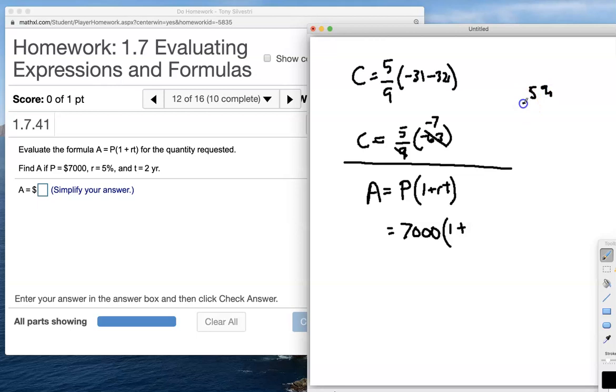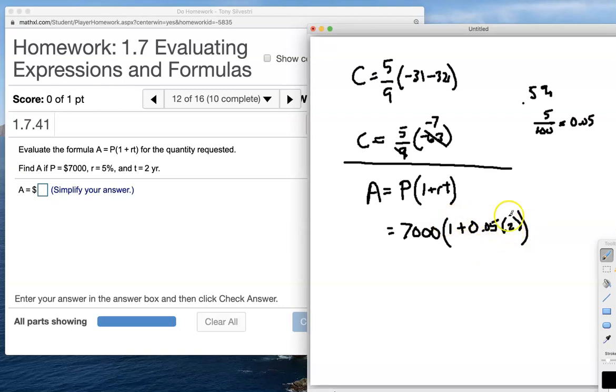Percent means 1 over 100. 5 over 100. And so you get 0.05. That's the number you put in for R. 0.05. Not 5%, not the number 5. And T is the years. Okay, times 2.